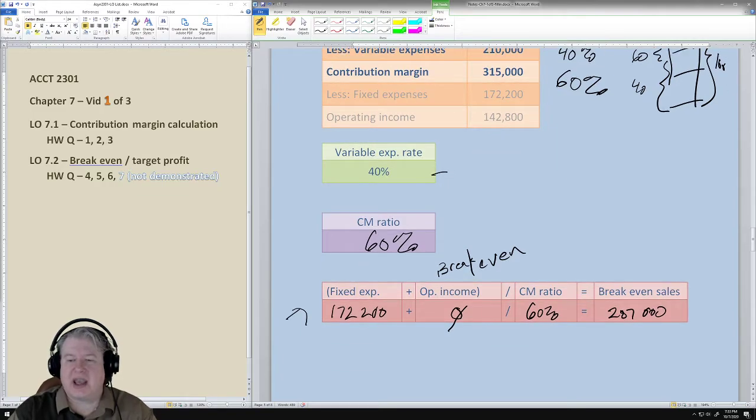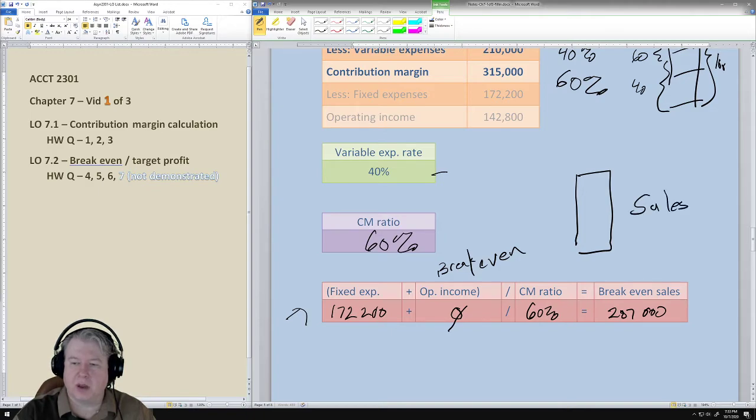It's as if we're saying, okay, we've got a total sales bar here, and we're saying that 60% of this bar is the contribution margin, right? And we're saying the contribution margin is this 172 number. So if 60% of whatever this total bar is represented by 172, what's the total bar?